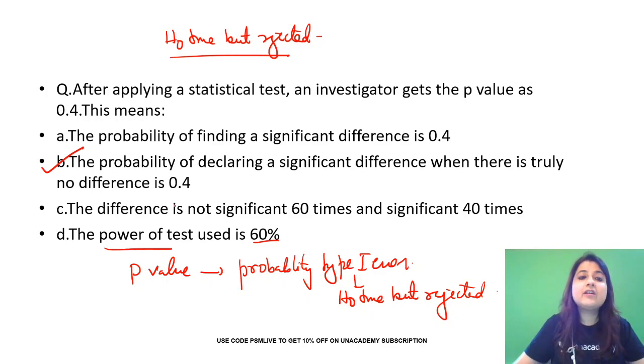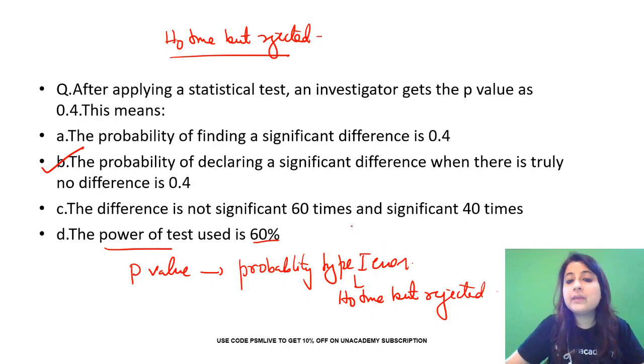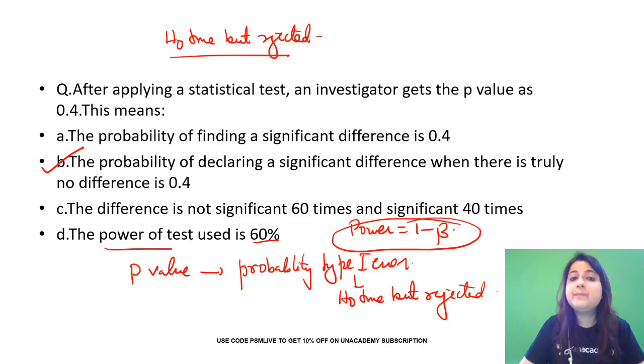Power you can never comment from the p value. Why? Because what is power of a test? It is 1 minus beta. So to comment on the power, we need the beta values. Okay. So this was a short session on some of the conceptual MCQs.